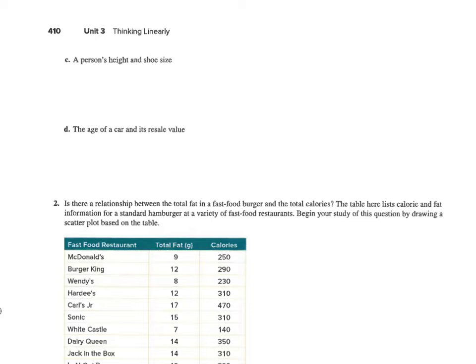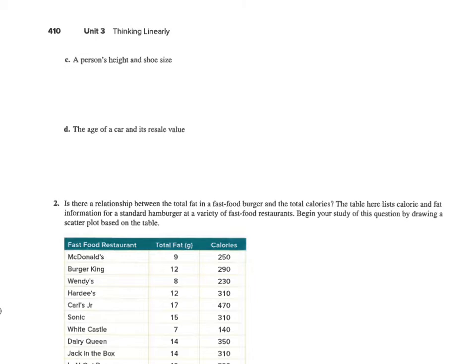All right, D, the age of a car and its resale value. Well, for most cars, the older they are, the less value they have. Again, we're not talking about classic cars here. We're talking about your general car that you buy to drive, okay?